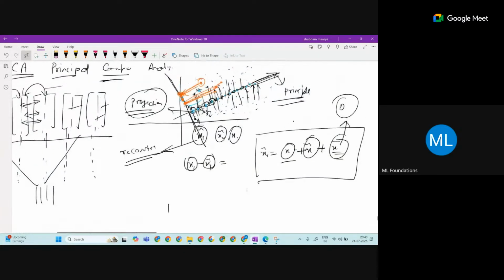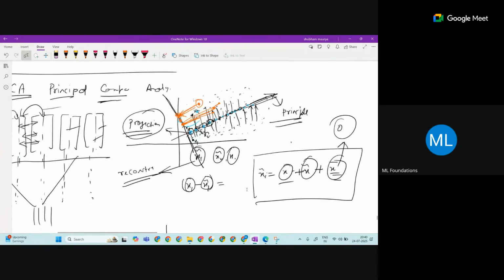We want to get a proper direction onto which we project, so that the new data after projecting, these projections you have, are constructed data. If you subtract the projected data from the original, this reconstruction error should be lesser. And not only this, the projection should not be so concise.